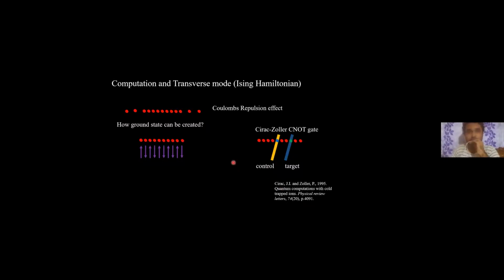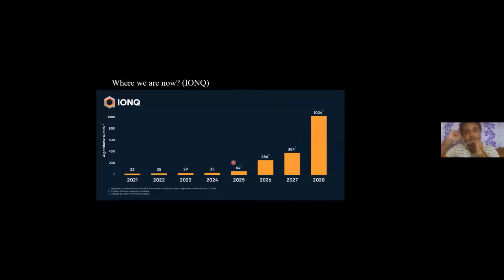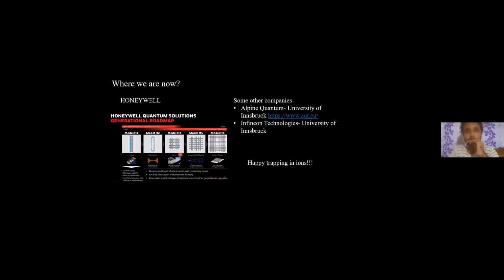And there are some big vendors like IonQ, and at this moment they are at 22 qubits, and they have a roadmap. And here is Honeywell, and if I'm not wrong, they cracked the architecture, and there are some other companies working on this ion trap technology. Actually, yeah, that's the basics of ion trap hardware.